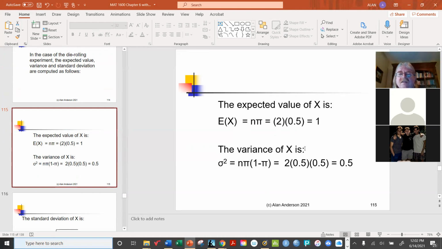The variance is really easy now. Remember what a pain it was before? 2 times a half times a half, and we got our correct answer. Look at that. Wow. Now that's what you call a shortcut. And it doesn't matter if there's 2 trials or 200. It's the same formula.